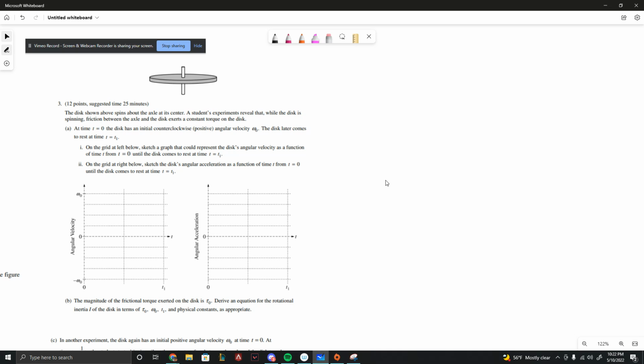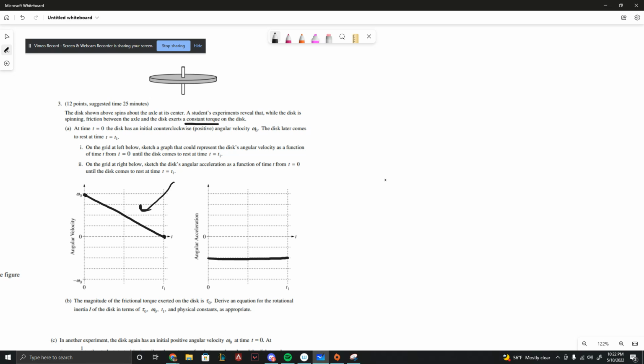So, let's think about this. Friction here, we have it, and it's going to be exerting a constant frictional torque, like it says right here. Which means that we know we're at rest here, and we know we're starting here, and if it's a constant decrease, we just know it's going to be a straight linear line. There we have it. Now, when it comes to the angular acceleration, since this is a linear line, that means this just has to be a straight line right here.